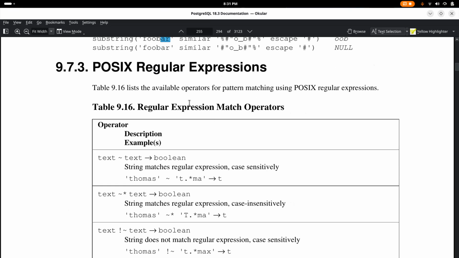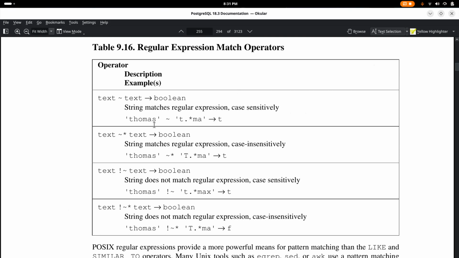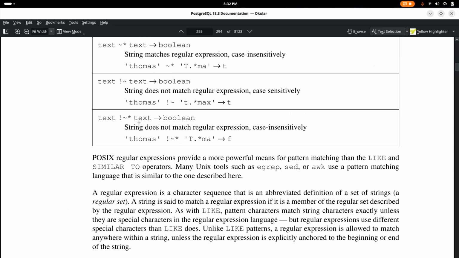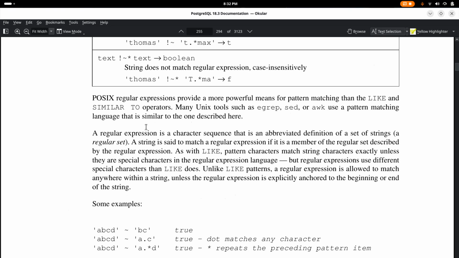So now we look at POSIX regular expressions. Most of it, again, we have covered. So this dot star meaning and everything. Text match will give Boolean. Text non-match, case insensitive match will give Boolean. Text and not match will give Boolean. Text and text does not match will give Boolean as well.